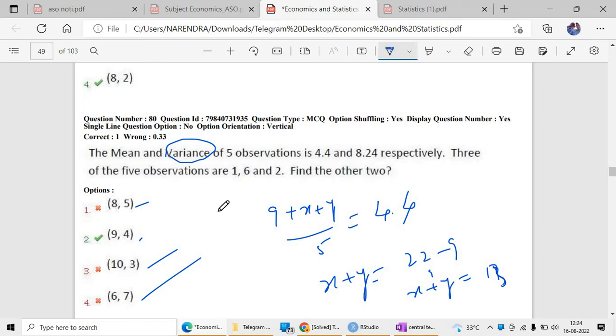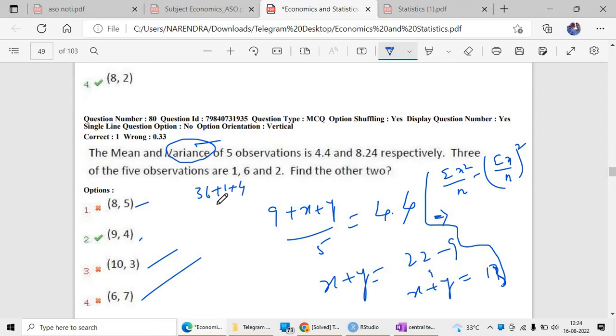Okay, now we will go for variance again. If you find the variance, what is the formula for variance? Summation of x square by n minus summation of x by n whole square. So this is the formula for variance. We already have summation of x square, these are the sum values. 1 square is 1, 6 square is 36. 36 plus 1 plus 4, it is taking more time. If there is any best shortcut, we will discuss it.